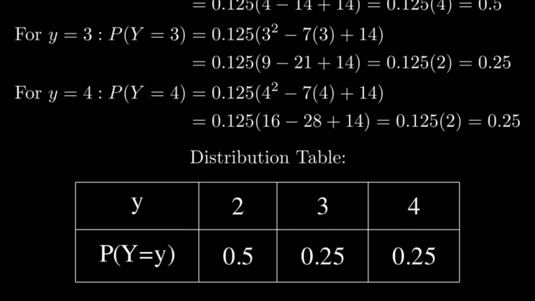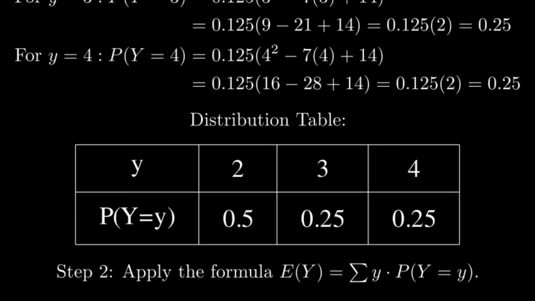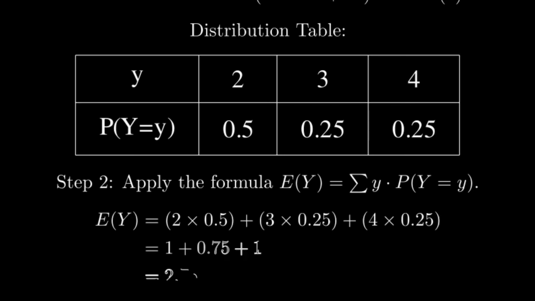Now we have the distribution. We can apply the expected value formula. Remember, we multiply each value of y by its probability and sum the results. So E of y is 2 times 0.5 plus 3 times 0.25 plus 4 times 0.25. That's 1 plus 0.75 plus 1. Adding these up, we get 2.75. So the expected value of y is 2.75.